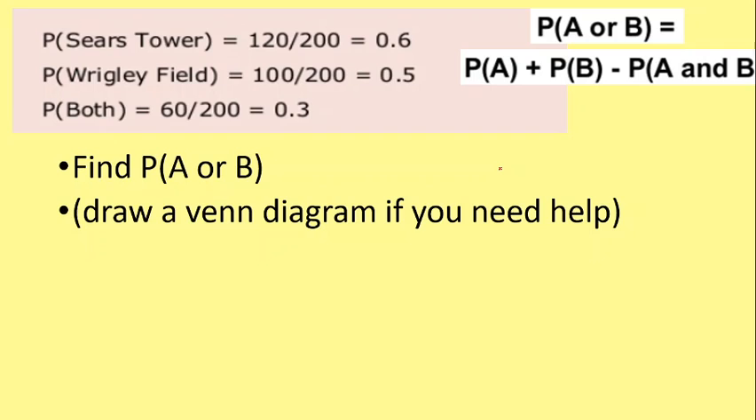So let's have this question here. I just found this off the internet. The probability of going to Sears Tower is 120 out of 200. The probability that you go to Wrigley Field is 100 out of 200. And the probability of both is 60 out of 200. What I want you to do now is find the probability of you going to Sears Tower or Wrigley Field. Use a formula so you can do it.